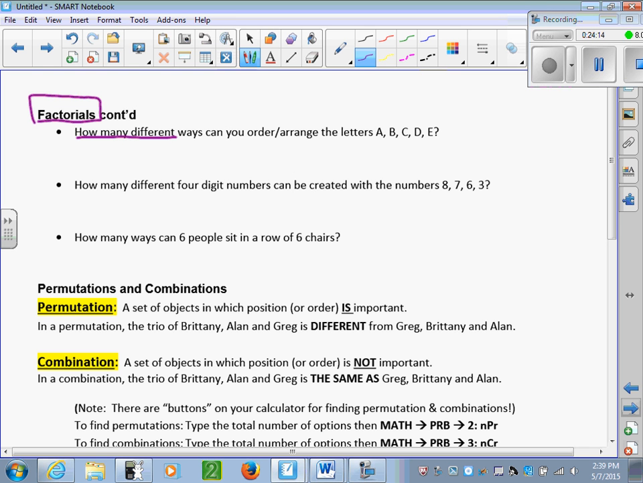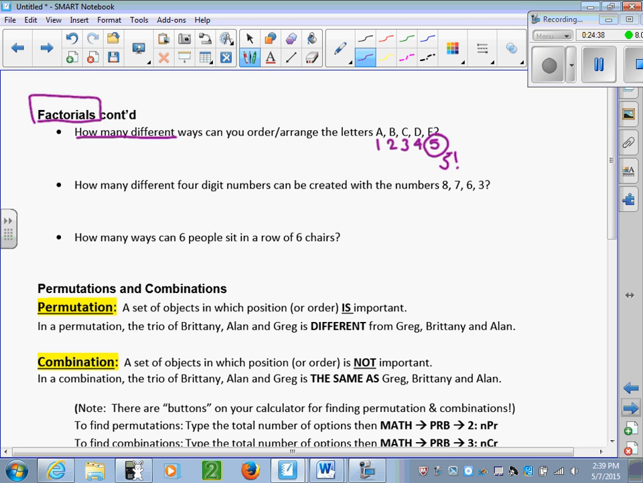Now, how they would be used in real life, factorials are used when it's trying to figure out how many different ways you could do something. Okay, how many different ways can you arrange these letters, A, B, C, D, and E? Well, that would be 5 factorial, because we have 1 option, 2, 3, 4, 5. So I'm going to do 5 factorial.